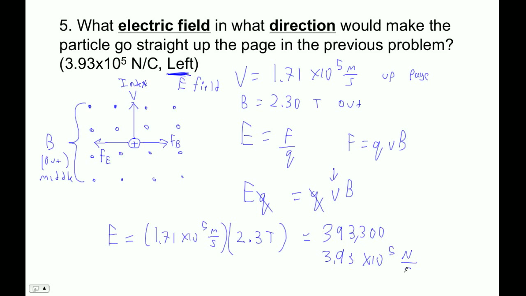And that's newtons per coulomb, or Tesla meters per second. That equals a Tesla meter per second. Isn't that crazy?